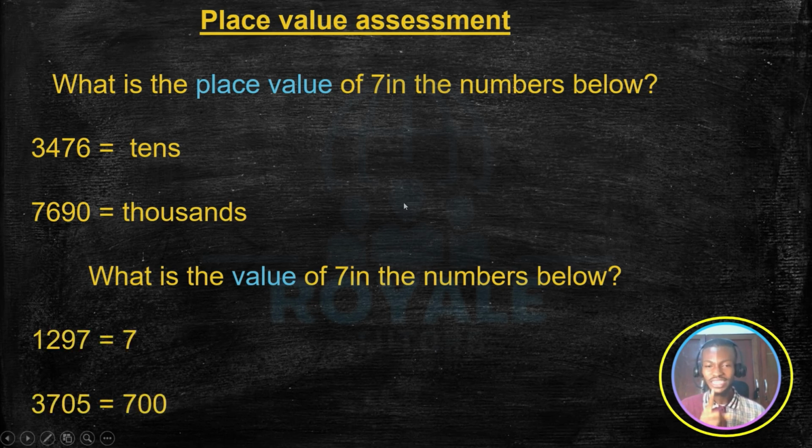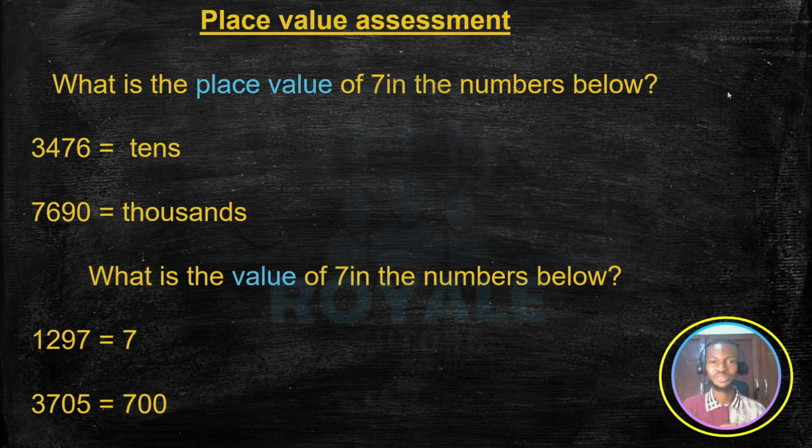Then what is the value, not place value now, what is the value of 7 in the numbers below? In the first one, 7 is in the ones place, therefore 7 is 7. And here we have 700, so this number reads 1297, 7 as ones. Then the other one reads as 3705. So the value of 7 in this number is 700.